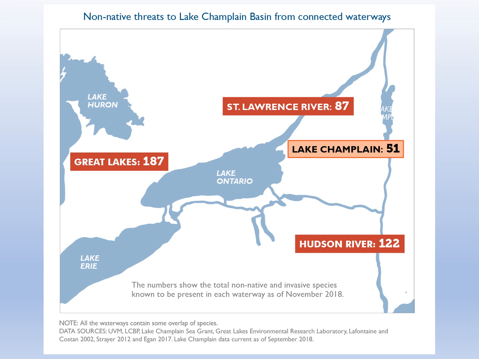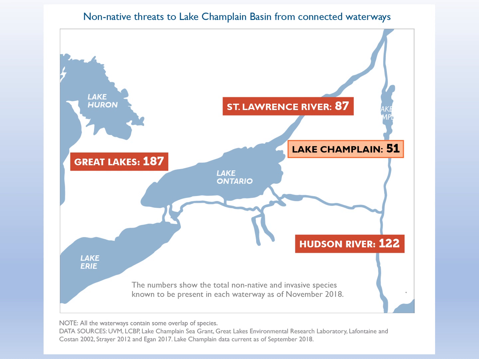This map is to highlight, again, those pressures of non-native and invasive species on the Adirondack Park region. We have 187 known non-native and invasive species. So not all of those 187 are invasive. They are all non-native, but a subset of those have been measured to cause harm. That's what the 187 number represents. Similarly, we have 87 known non-native invasives in the St. Lawrence, 51 in Lake Champlain, and 122 in the Hudson River.